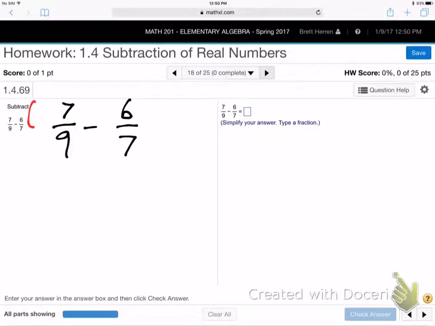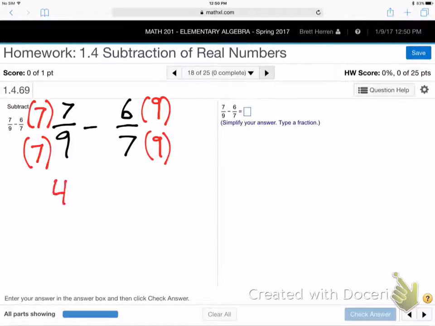So multiply top and bottom of this one by the other denominator, 7. And top and bottom of this one by the other denominator, 9, like that. And then what do we get? So it's going to be 49/63. Use your calculator if you're rusty on some of that. 6 times 9, 54/63.